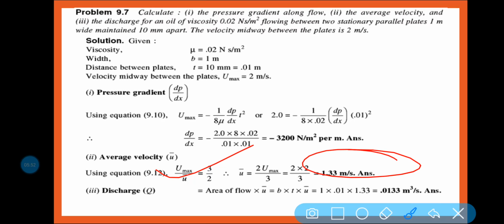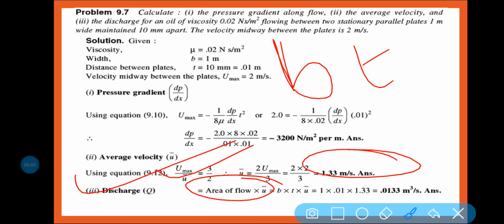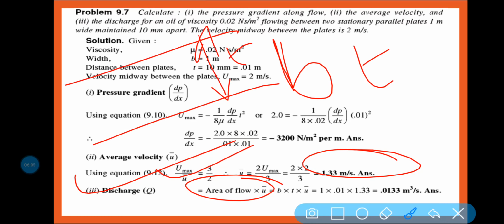If I am talking about the discharge q, so q is equal to area into velocity. Here you have to take the average velocity. So area is equal to b into t. If it is a parallel plate, this is the t, and b, the width, is the b.